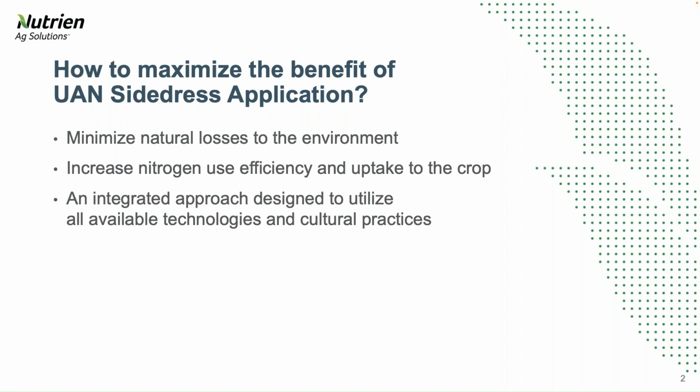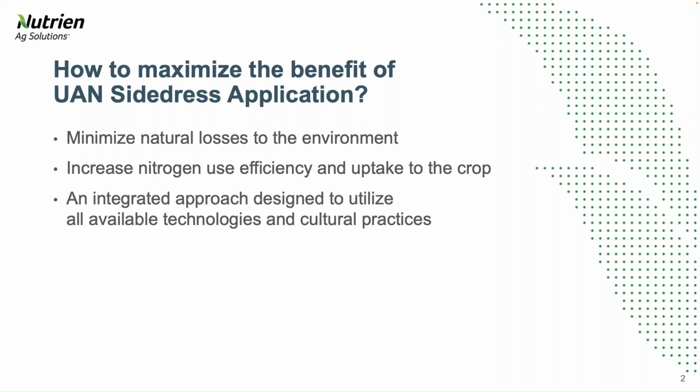Well, there's a few bullets here. One way is to minimize natural losses to the environment. I mean, we don't want to go out with a UAN sidedress application, and we know the forecast is calling for several inches of rain. How do we increase nitrogen use efficiency and uptake to the crop?